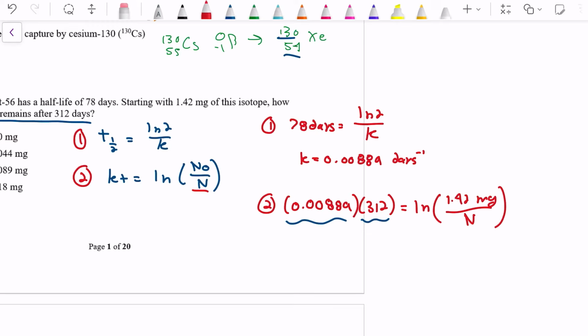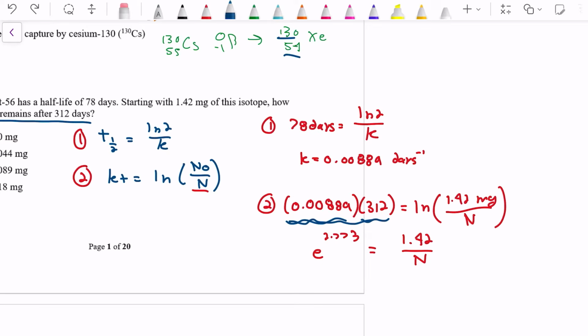So I'm going to take that 0.00889, and I'm going to multiply it by 312. When I do this multiplication, I got 2.773, and that equals the natural log of 1.42 over n. I did just do 2 steps there at once. I multiplied these two together, and that's what this number was. And then I took the exponential of both sides to get rid of the natural log. Now, if I take the exponential of that number, I get about 16.